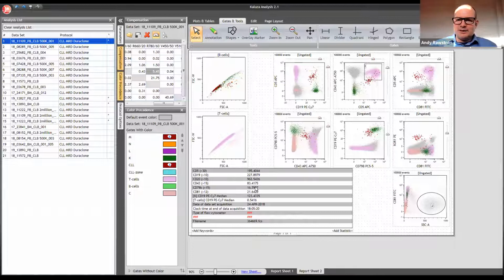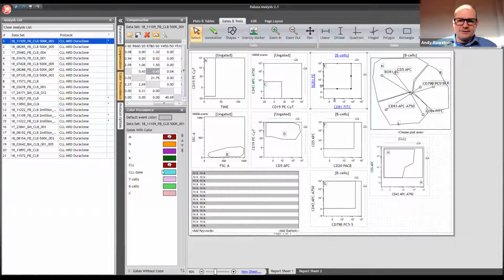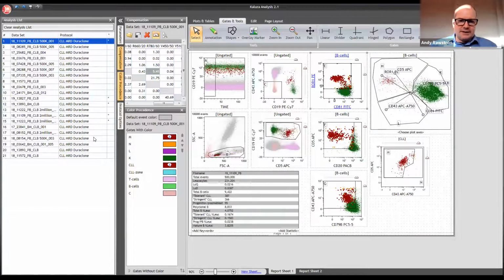The CD79B is very strong, so the background CD79B is quite strong in the duroclone tube. You still get decent separation. It's still very easy to see CLL cells from normal. And when you're looking at the 43 versus 79B, in the other samples, this case has actually got a little bit higher CD79B than normal on the neoplastic cells, but usually the separation is very good here as well.